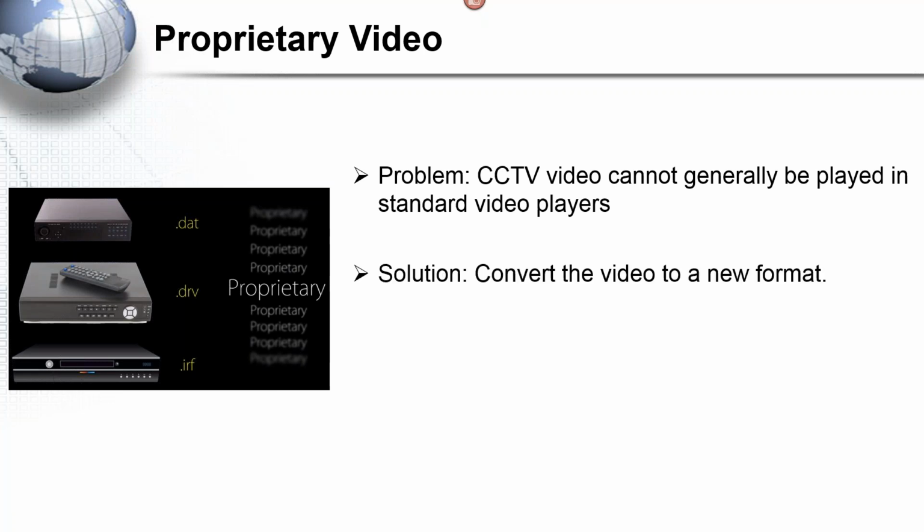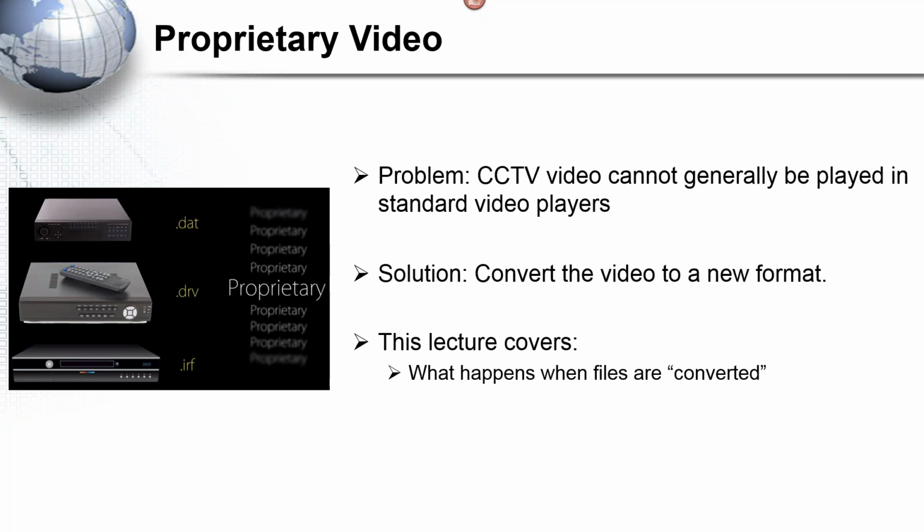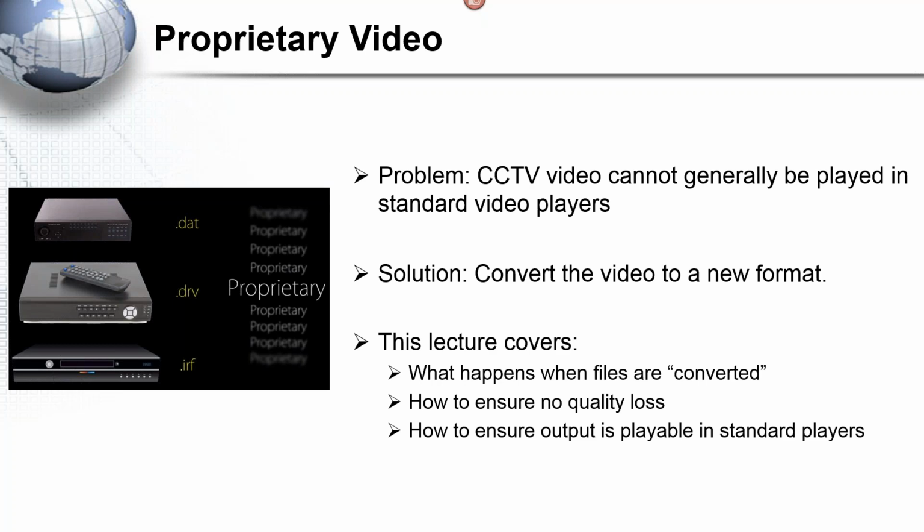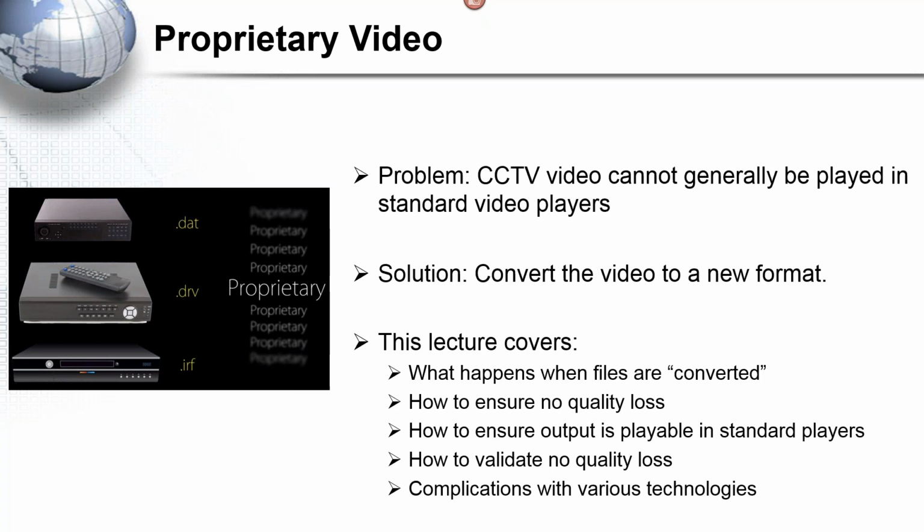So the solution to that problem is to convert the video from its proprietary structure into a new format that can be played. But there are some limitations and complications with that base solution. And so for this lecture, we're going to cover what happens when those files are being converted, how to ensure that we don't have any quality loss when that's important, how to ensure that the output is playable in those standard players, because there are limitations with what those particular players can handle, how to validate that we have no quality loss, and complications with various technologies.